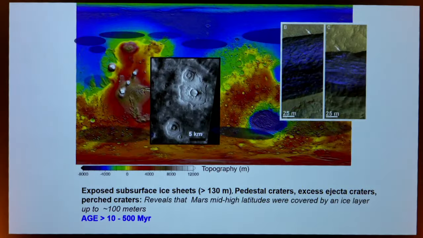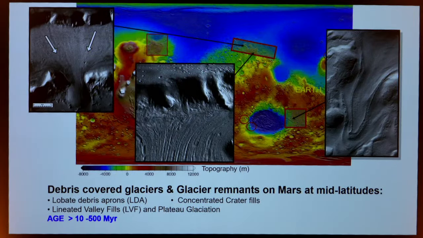You have indication that, not that long ago, in terms of geological time scale, mid-latitudes were covered by hundreds of meters of ice, certainly. But you have pedestal craters and stuff like that. And in addition to that, you have a much more recent latitude-dependent ice mantle that will be discussed more in the next talk by Jean-Pierre Mustard.